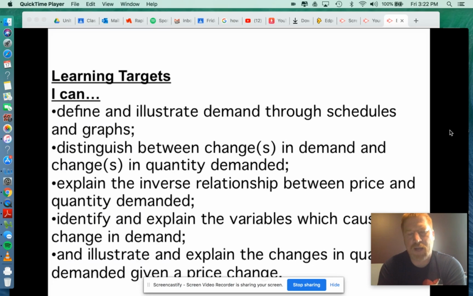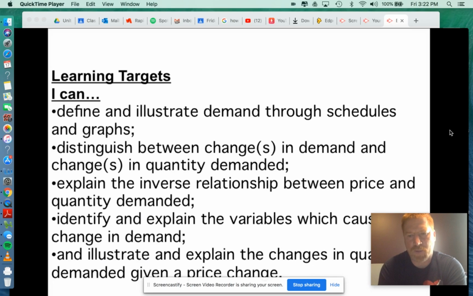Even if you're not a math person, you're going to see a graph and you might freak out a little bit, but it's not really a lot of math. It's just showing that as the price goes up of something, then fewer people are going to buy it. And as the price gets lower, then more people are going to buy it. A lot of you mentioned that on your Unit 1 test too.